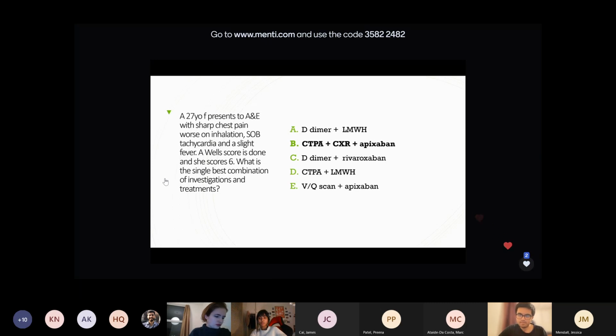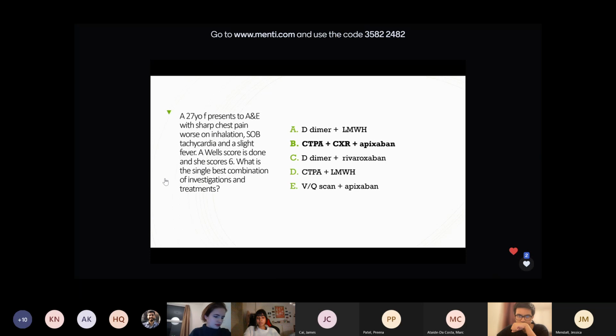And the most important thing to remember with all of these is that if you're suspecting a PE, you have to treat before you get the results back, because you're saying that you think it is probably that and you're going to rule it out. But in the interim, you need to anticoagulate them. And low molecular weight heparin isn't used anymore. It's actually just DOACs. And it's either apixaban or rivaroxaban, both of them are first line.